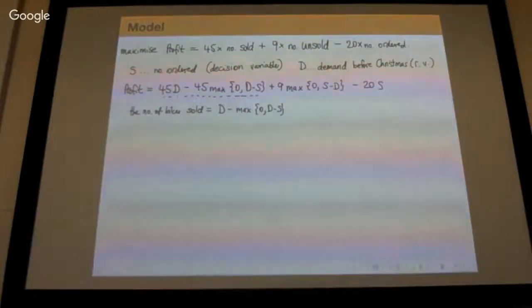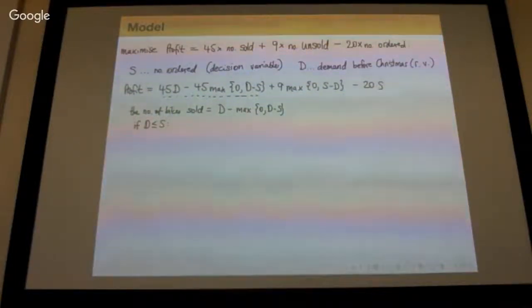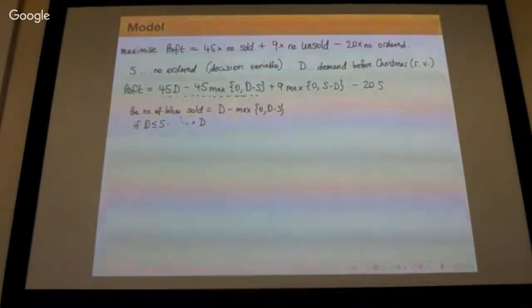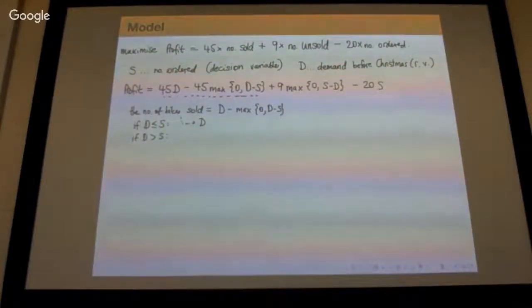And why is that? Well, if the demand is less than or equal to S, then this number is D. The demand is at most how much we ordered, then we sell everything, and it's D. And if the demand is greater than S, then the number we sell is S, because we can't sell more than we ordered. But even if someone just walked in, they would understand that we can't sell more than we ordered.